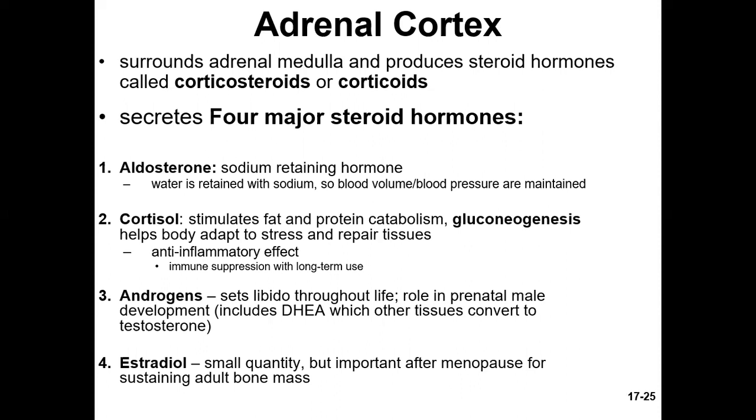Androgens, this is really relevant. You've heard me say this when we are high sympathetic nervous system, high fight or flight, we are not going to be able to make babies, right? This sets the libido throughout life. Okay, this is the cortex. There's a role in prenatal male development, which includes DHEA, another hormone, which other tissues convert to testosterone. So estradiol then is produced by the adrenal cortex in small quantities, but it's important after menopause for sustaining adult bone mass.